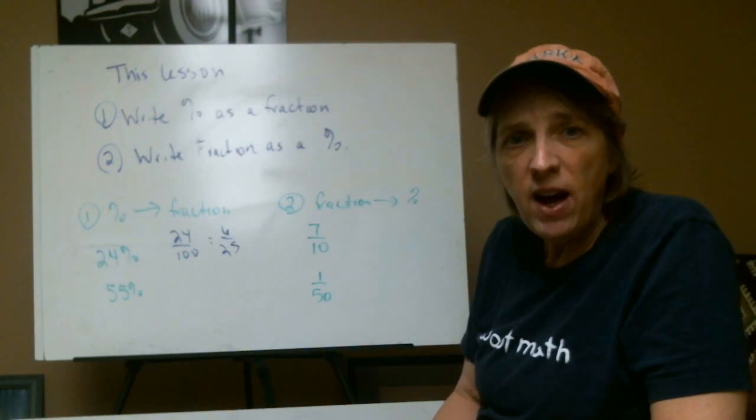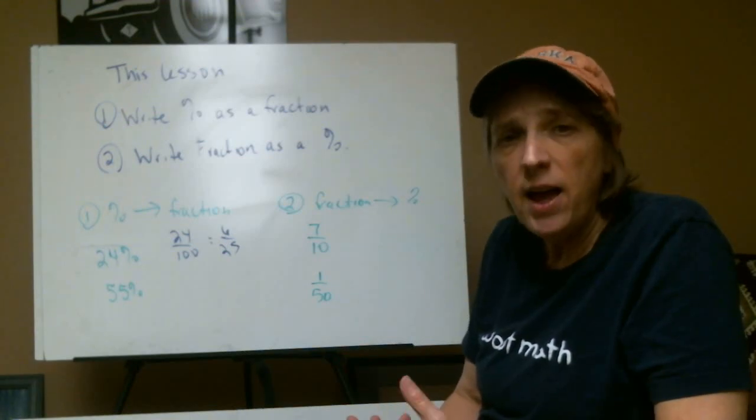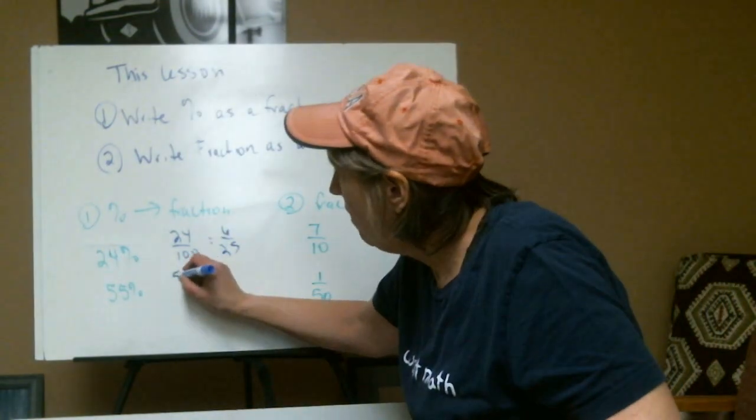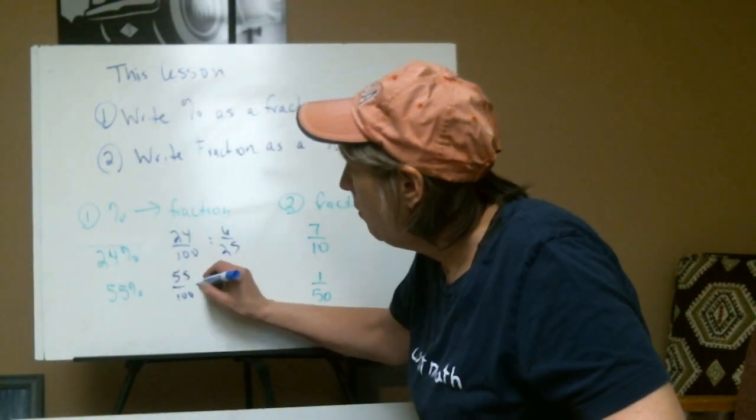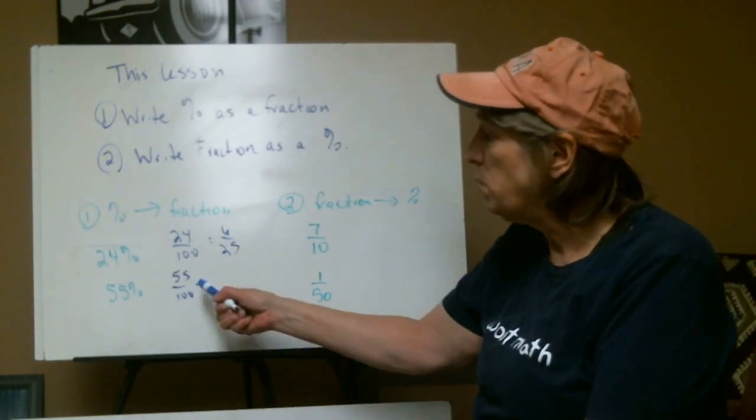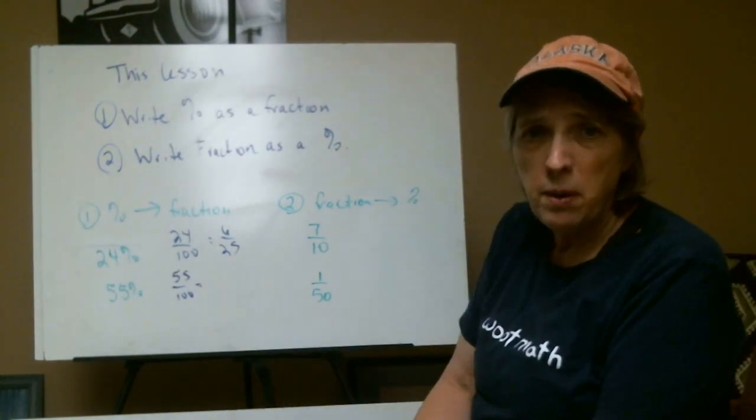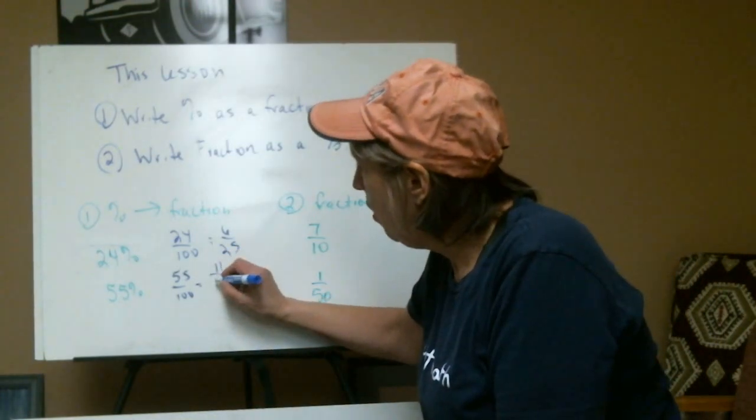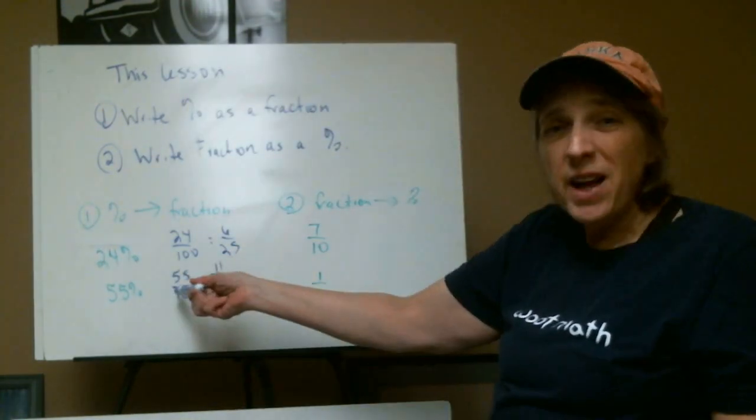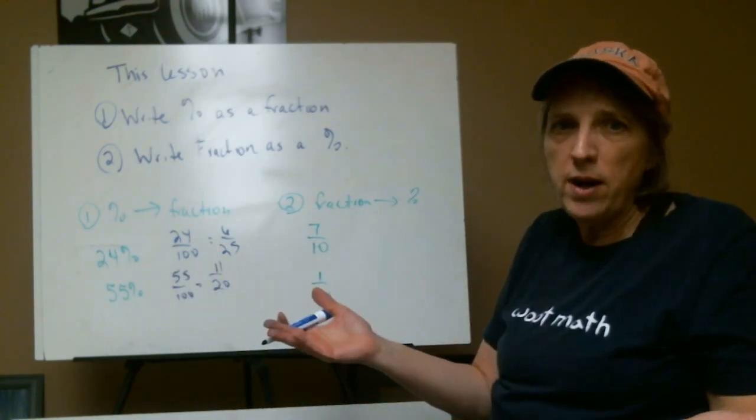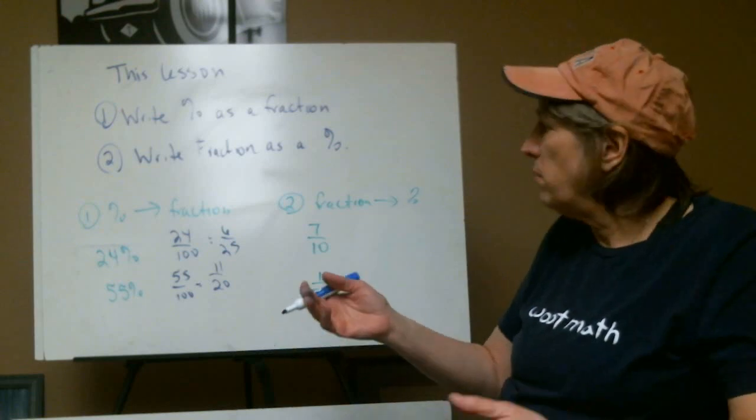Now I have 55%. How do I write that as a fraction? That's right, 55 over 100. But we can't leave it like that. We have to simplify it. Divisibility rules tell me, what is that divisible by? Yes, 5. So it becomes 11 over 20. So that's pretty straightforward and simple. To change a percent to a fraction, you just write it over 100 and simplify it.